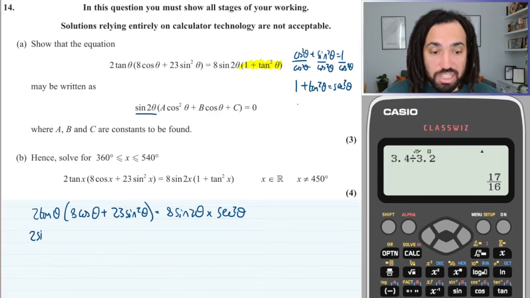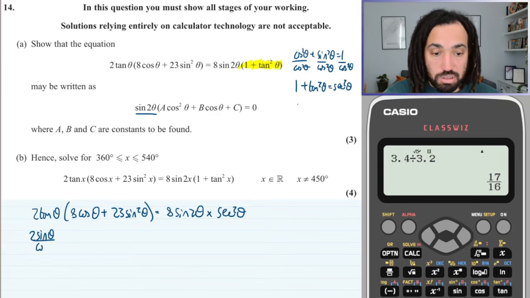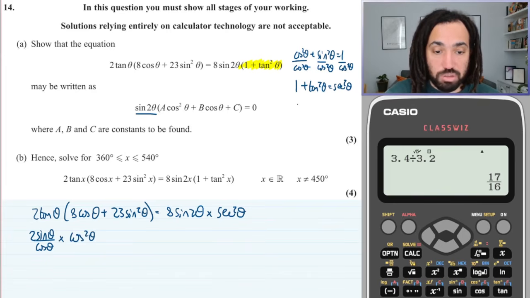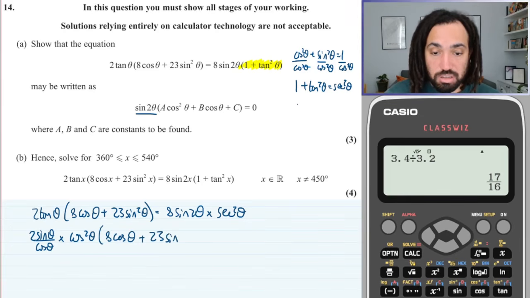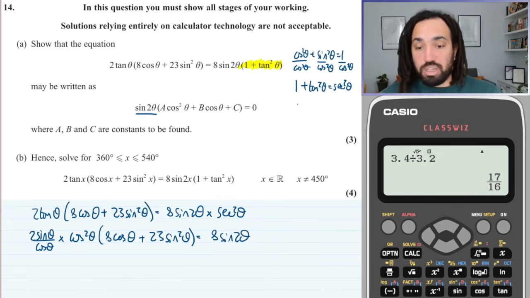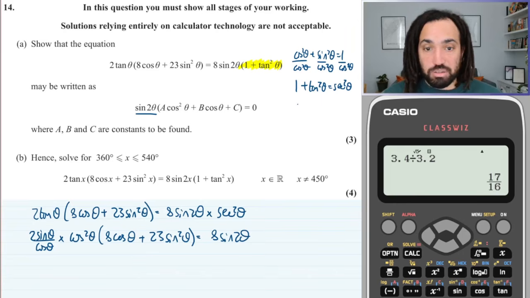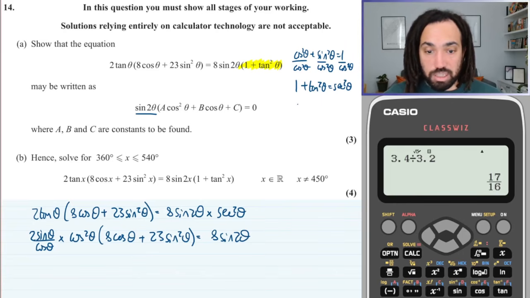Also, I know that tan is sine over cos, so let's write it like that. And we're going to multiply through by the cos squared. And that's going to give us this. Okay, again, I want to keep the sine 2 theta. I don't want to expand that out because I know there's going to be a sine 2 theta factor in my answer.